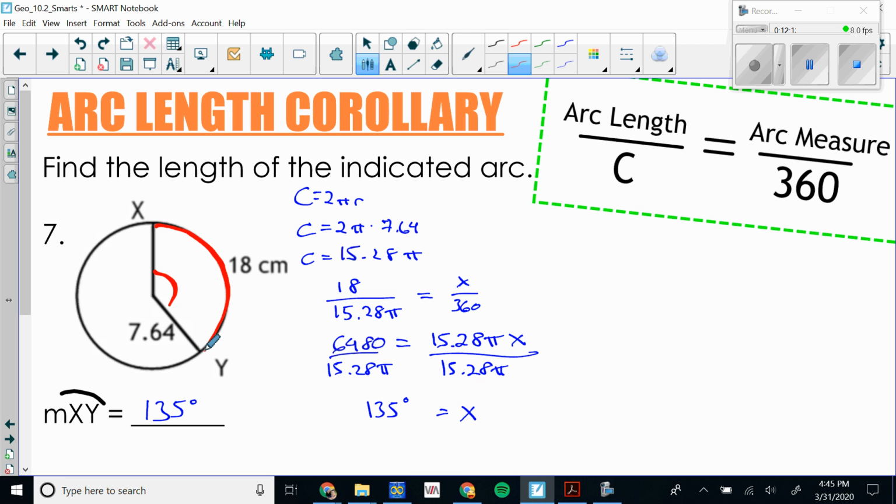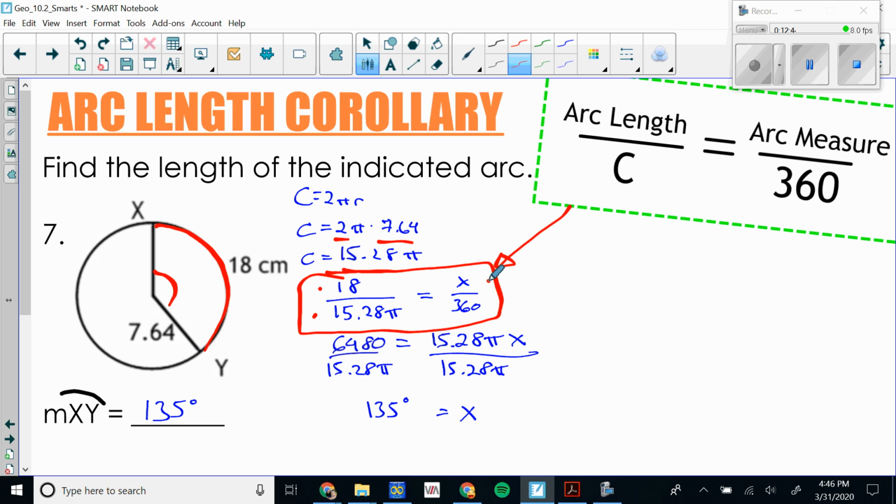Again, for circumference, I'm taking c equals 2 pi r. The radius on this one isn't very nice. It's 7.64. So 2 times 7.64 is 15.28 pi. Again, I'm going to leave pi in there. So using this formula right here, it's the same as that one. I'm going to fill in the parts I know. I know the arc length is 18. I know the circumference is 15.28 pi. What I don't know on this one is the measure.